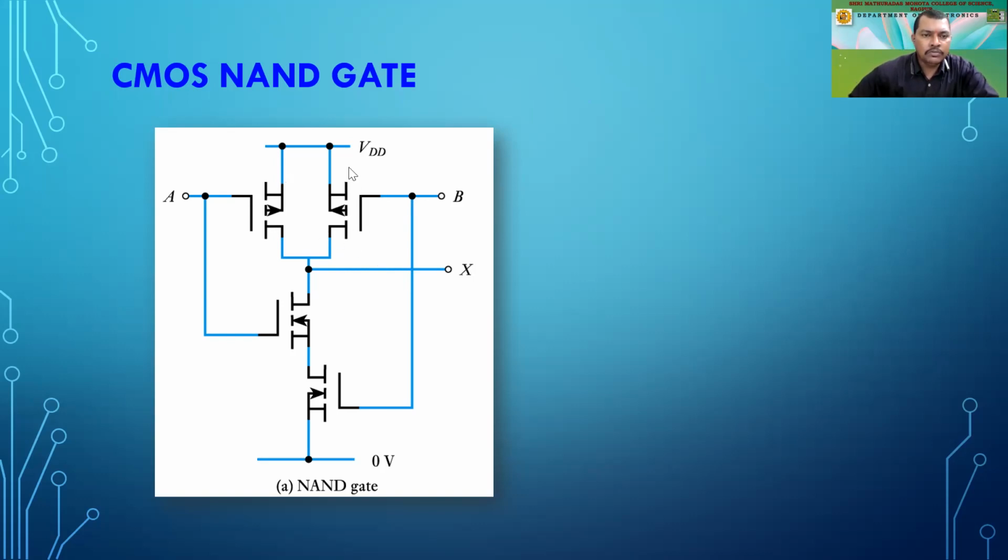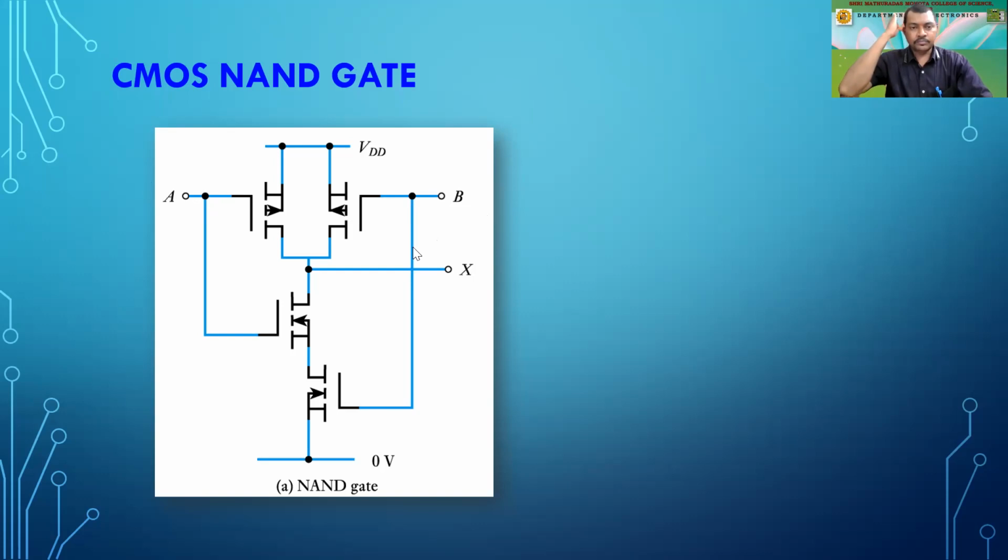Okay, so what we have done over here: we have connected these two transistors, the drains of which are connected to the power supply, in parallel. The combined sources of both the transistors are joined, and the output is taken as X. Similarly, these two MOSFETs are connected in series like this, and the gates are again common to the input terminals. So these A and B are the inputs, and this X is the output.